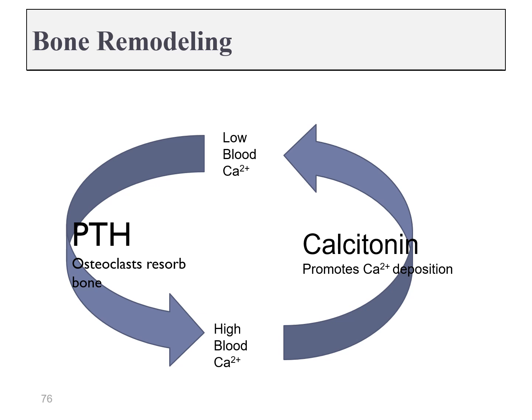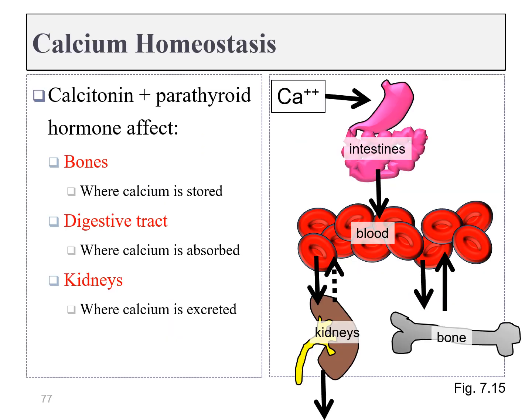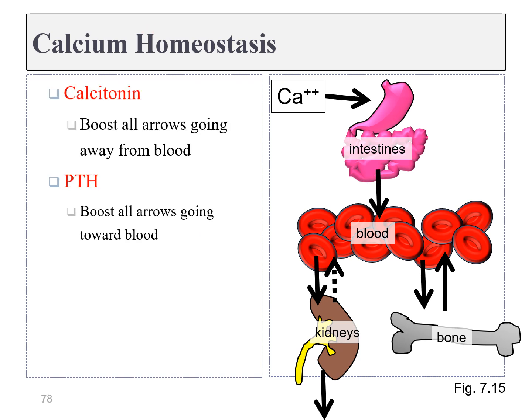PTH, once again, is released when blood calcium levels drop. Calcitonin, on the other hand, is released when blood calcium levels go too high. Both of these hormones work at the three same target locations. This means you only have to memorize how one of them works, and then just remember that the other one is the exact opposite. Let's start with parathyroid hormone. No, let's start with calcitonin.